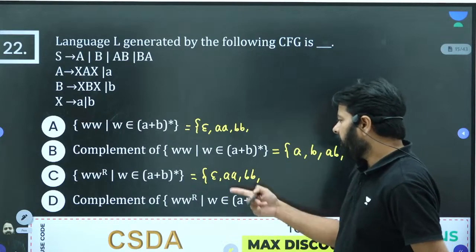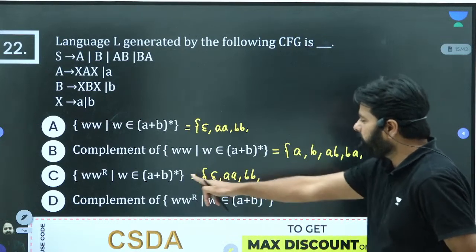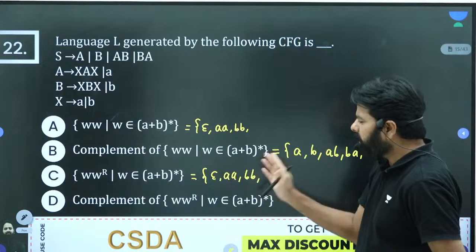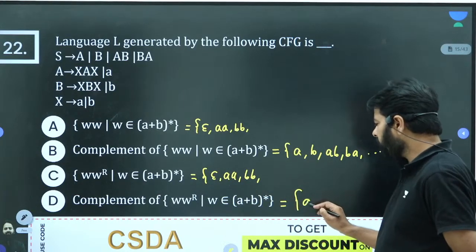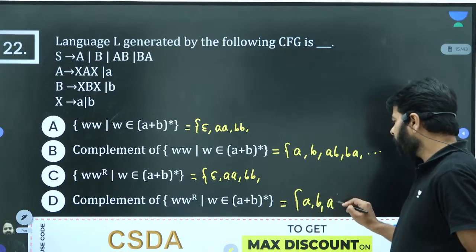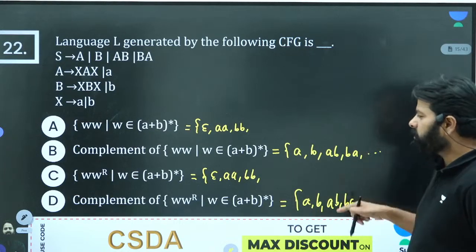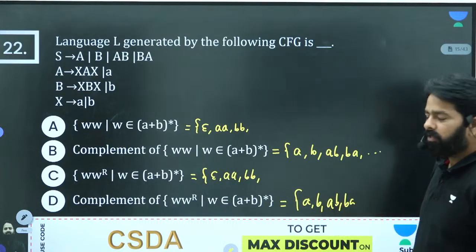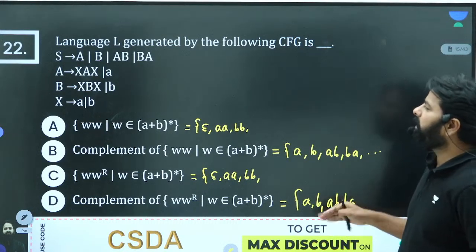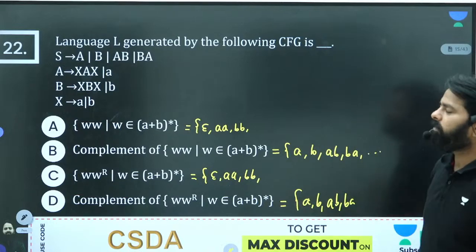This one, other than this, the reverse of WW power R, the set of even length palindromes, its complement. What will be there? What are not here? A is not here, B is not there, AB is not there, BA is not there. See, these two are very difficult to eliminate if one of them is left here. So now we just leave it and we'll try to identify the proper one.